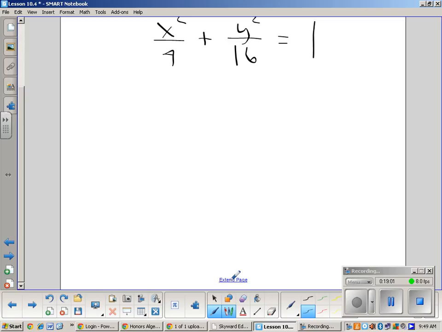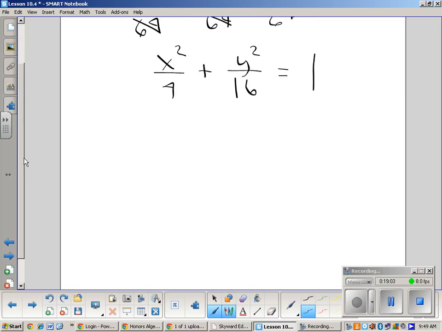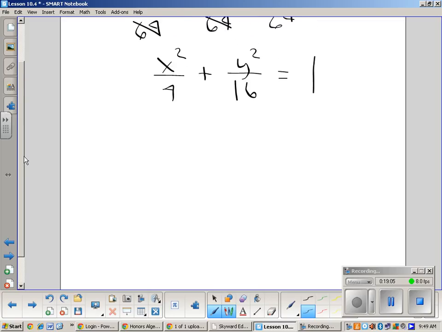Max? How do we know the center's going to be at 0? Because it doesn't look like this. What's happening is I have x plus, or x actually minus, sorry. We'll learn this in lesson 10.6. I'm subtracting a 0 from the x and y, so I just get x squared and y squared.